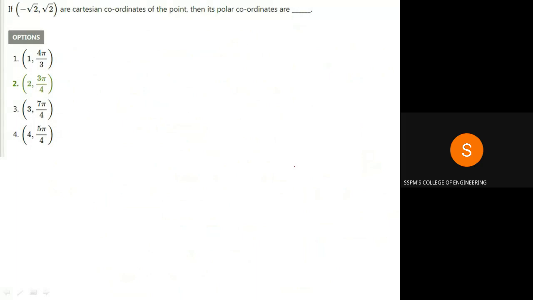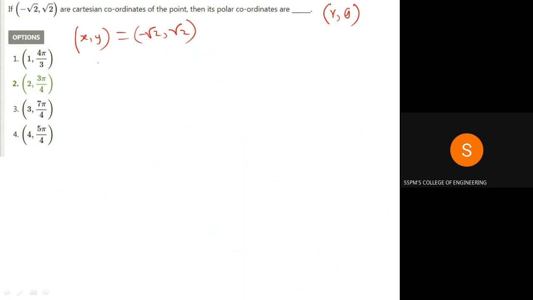So these are the easier examples. Minus root 2 and root 2 are Cartesian coordinates. What is the notation of Cartesian coordinates? It is x, y. That is the way to indicate them, in that order. It is minus root 2, root 2 as the coordinate of the point. Then polar coordinates are asked. What are the polar coordinates? They are r comma theta. R is the radius and theta is the angle.